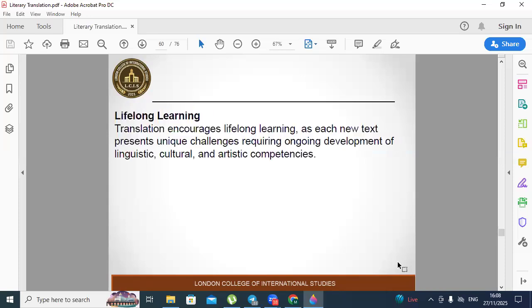Now let's move to lifelong learning. Translation encourages lifelong learning as each new text presents unique challenges requiring ongoing development of linguistic, cultural, and artistic competencies. You never master translation completely. There is always more to learn, new challenges to navigate, new problems requiring creative solutions.